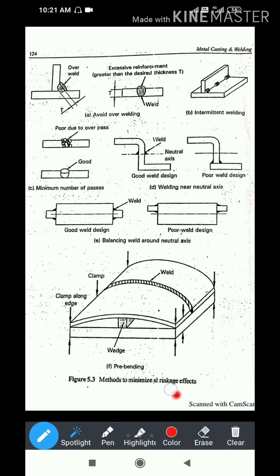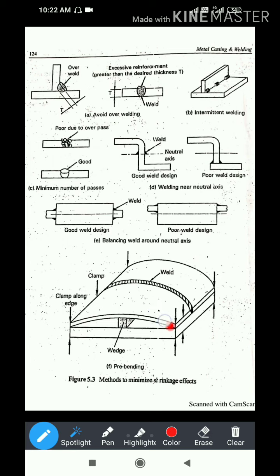Now you can see this diagram over here. This is a metal sheet. At the bottom there is a wedge, or a wood wedge you can call it, and over here there is a clamp, a specially designed clamp. In this clamp the sheets are joined by means of bolts, nuts, or any other clamping device.